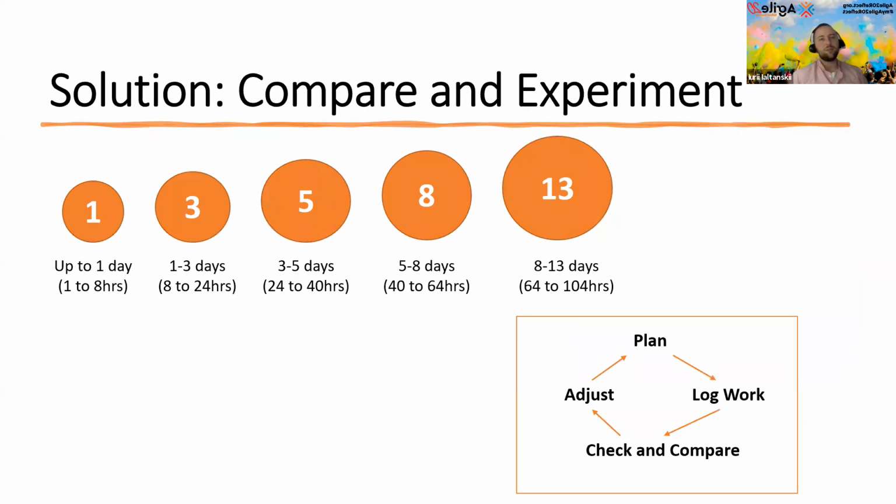Okay, so it's relative. So how do we solve this problem? Well, what we can do is experiment and then compare. As you can see here, we have the estimation scale. We have 1 point, 3, 5, 8, and 13. What could be done, especially when a brand new team starts working in an agile environment?